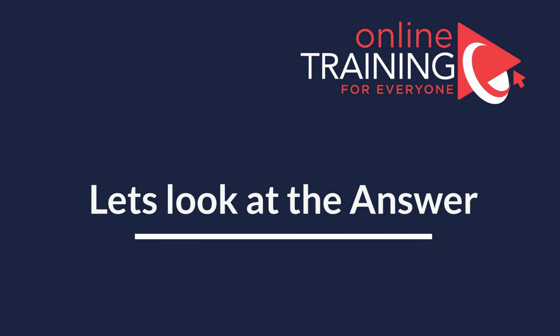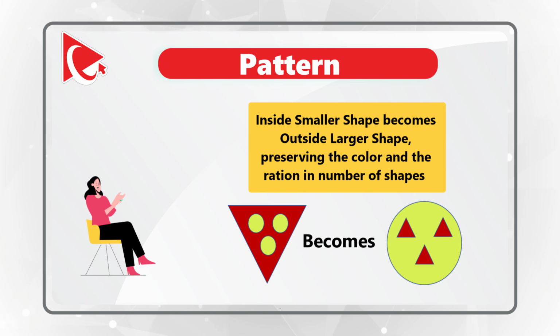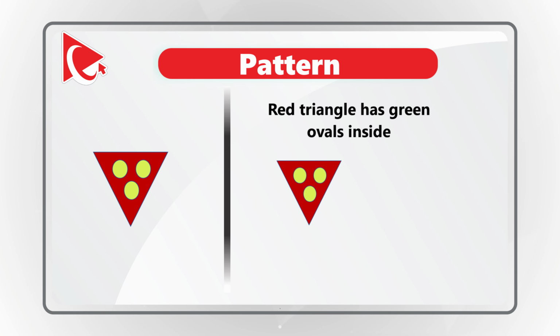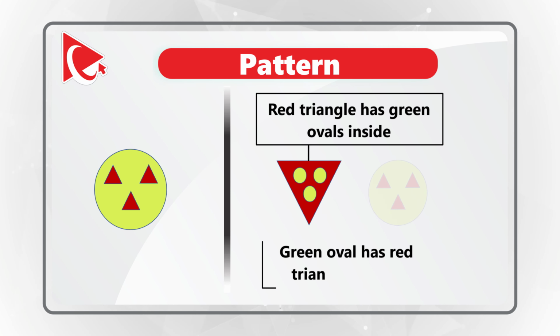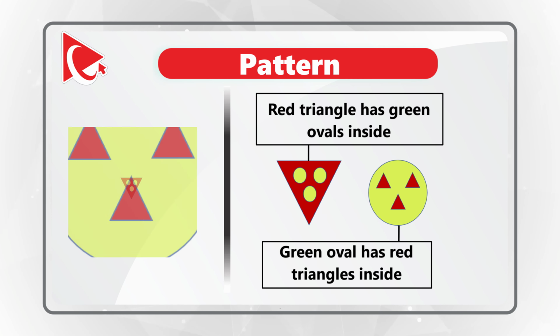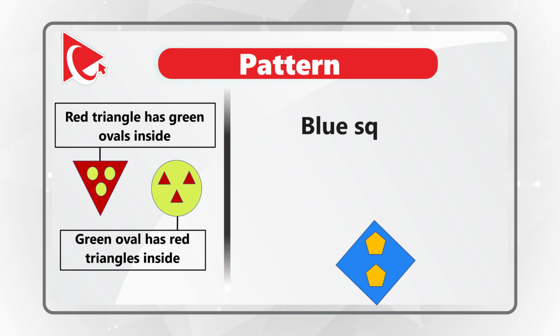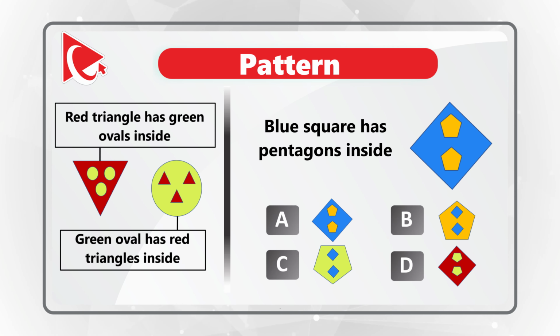To determine the correct answer in this case, and in a lot of other cases, you need to look for patterns. And the pattern in this particular case is that to build the relationship, inside shapes become outside shapes, preserving the inside to outside shapes ratio. If you look closely at the relationship presented in this question, you see that the red triangle has green ovals inside, and it has a relationship to the green oval that has red triangles inside. Knowing this, we need to determine the relationship of the blue square that has pentagons inside to one of the 4 shapes presented in possible answers. Do you see it now?